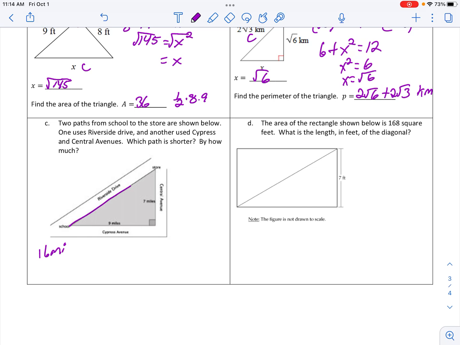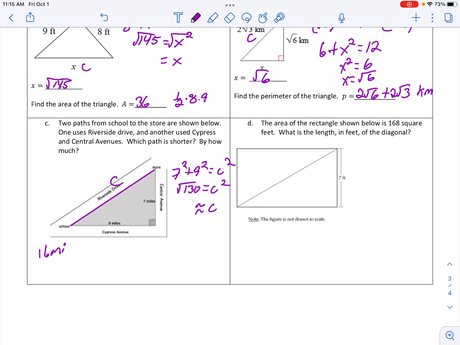Okay, then we want to compare that to if we were just walking the direct path. Well, Riverside Drive is part of a right triangle then. That's going to be your hypotenuse. So 7 squared plus 9 squared equals c squared. Okay, 49 plus 81 gives me the square root of 130. Now here we're comparing 16 to the square root of 130. That's a little odd. So it probably makes more sense to go ahead and just take the square root of that.